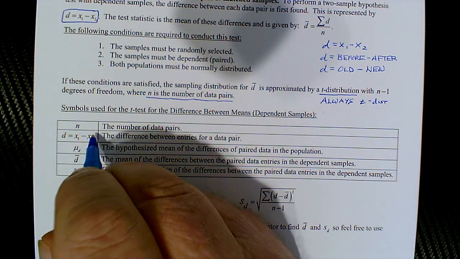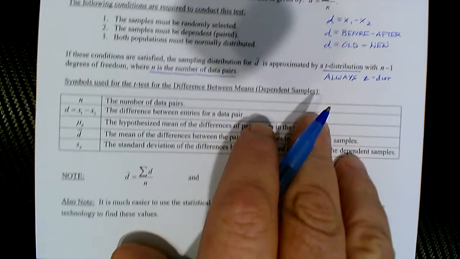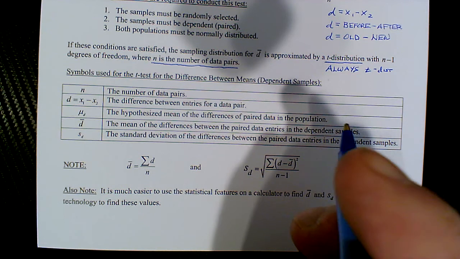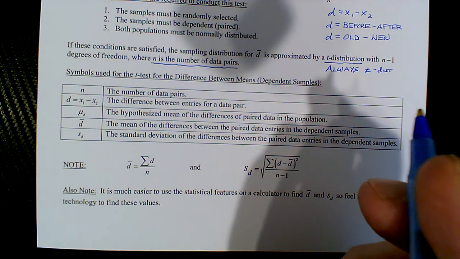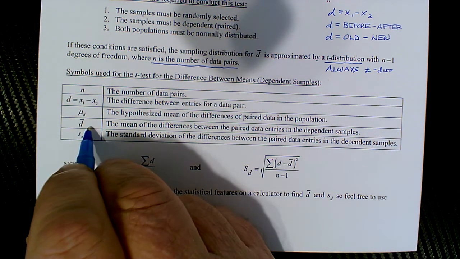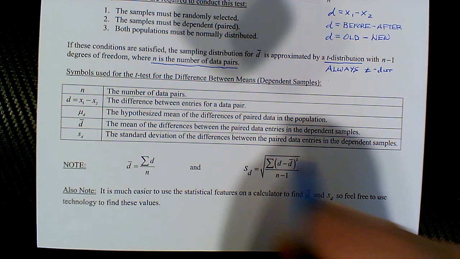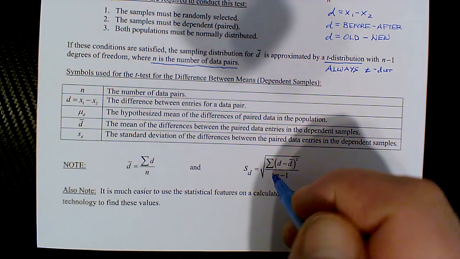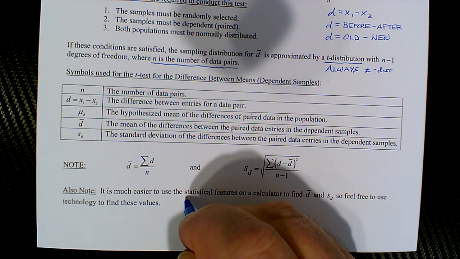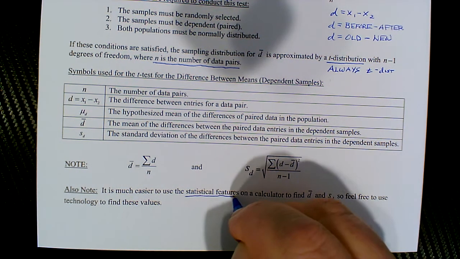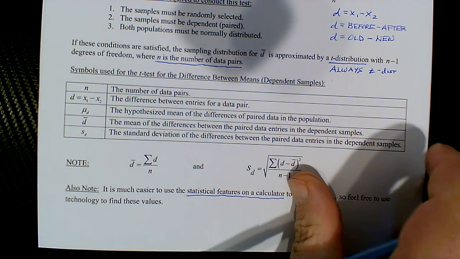So, a summary of the notation: n again, the number of data pairs; d, the difference between each of the entries for each data pair; mu sub d, the hypothesized mean of the differences; and d bar, the mean of the differences; and S sub d, the standard deviation of the differences. And we have the old-fashioned formulas to calculate d bar and S sub d, but we want to use the statistical features on a calculator. No need to go through the tedious formulas.